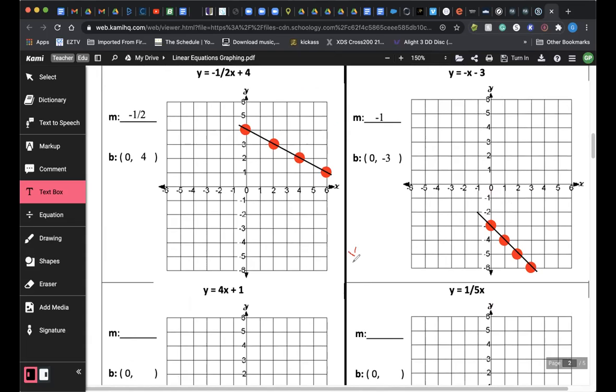So my standard equation for a line is y equals mx plus b. This m and this b aren't real variables. They're just placeholders for right now, just so you understand the format you're looking for in your equation, okay? The m, again, is your slope. It tells you how slanted the line is, right? That's what the slope is. And your b is the y-intercept.